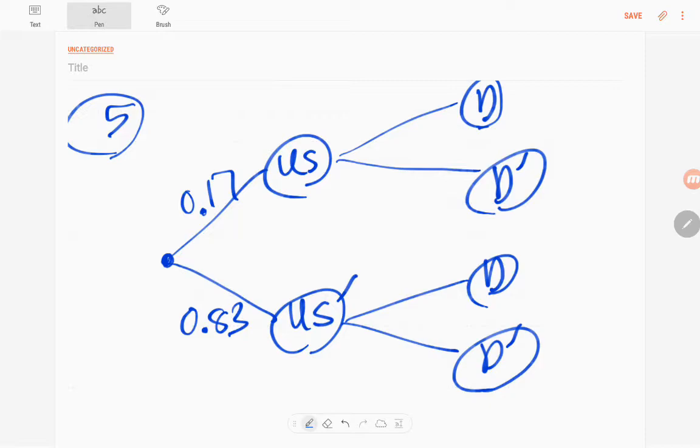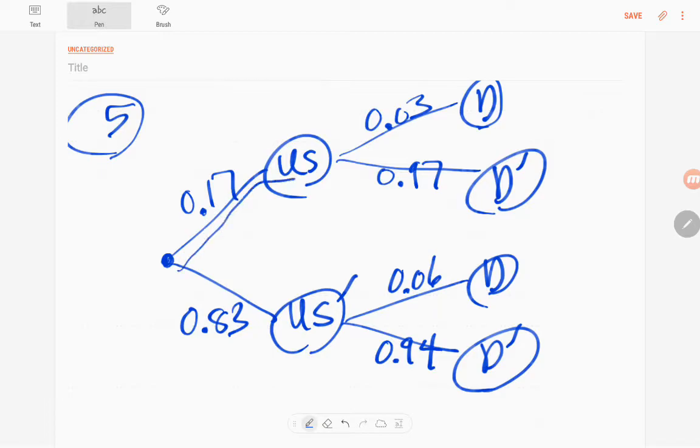Of the U.S. made drives, 3% are defective. So that means 0.03 there and 0.97 there. Subtract from 1. Of the foreign-made drives, 6% are defective. So 0.06 is the decimal equivalent to 6%. Subtract that from 1 to get 0.94. There's the probability tree.